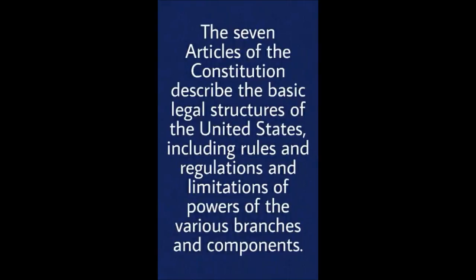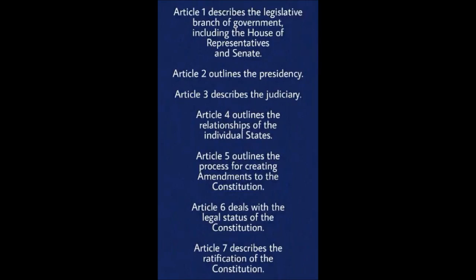The 7 Articles of the Constitution describe the basic legal structure of the United States, including rules and regulations and limitations of powers of the various branches and components. Article 1 describes the legislative branch of government, including the House of Representatives and Senate. Article 2 outlines the presidency. Article 3 describes the judiciary.